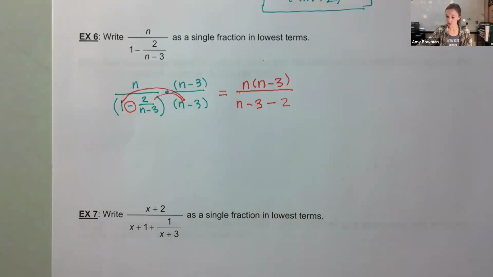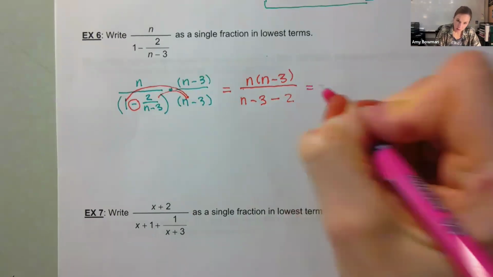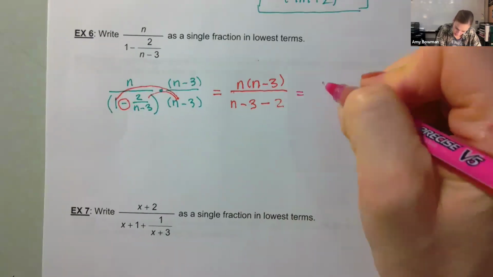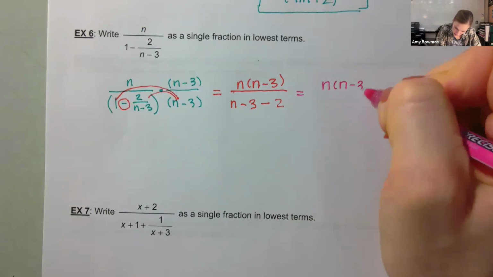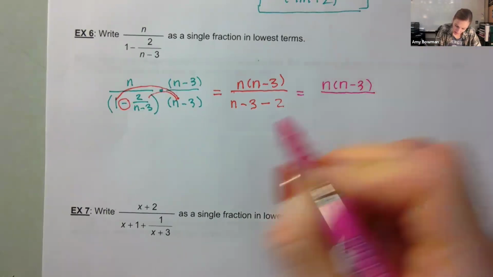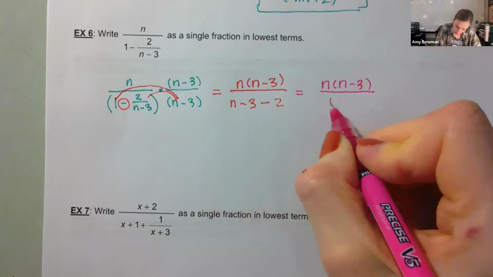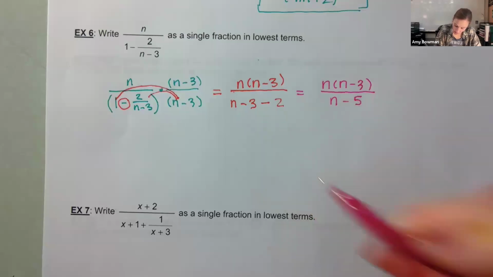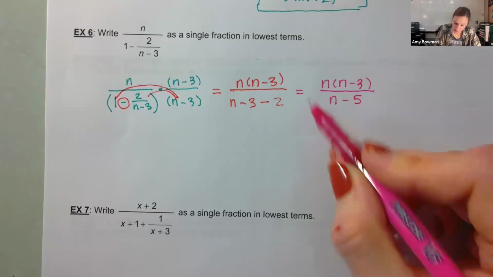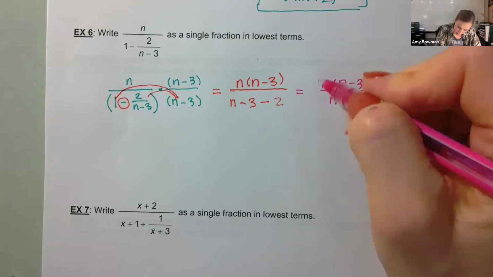Then our final step will be just simplifying our denominator. So we've got, again, in the numerator, n times n minus 3. And then n minus 3 minus 2, so n minus 5. And we are already factored, nothing can cancel. So this is our simplified form.